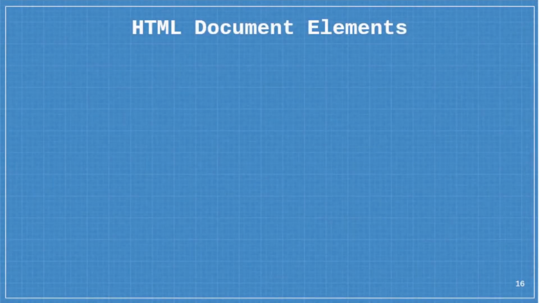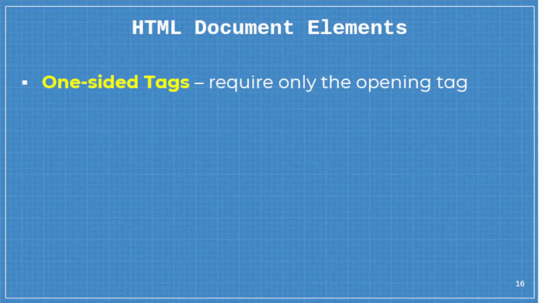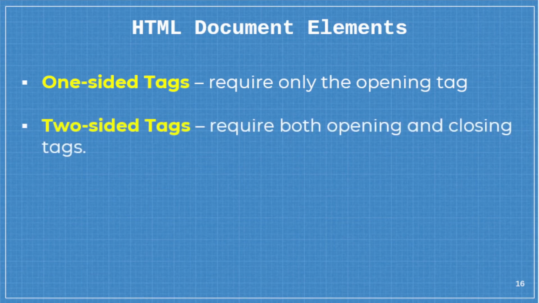There are actually two kinds of tags. We have the one-sided tags that only require the opening tag, and we have the two-sided tags that require both opening and closing. How will you know? Well, I'll just introduce you to a few of these tags. There are many more tags that you can find on the internet as you study these elements. For now, we will only be using what we need in our project.